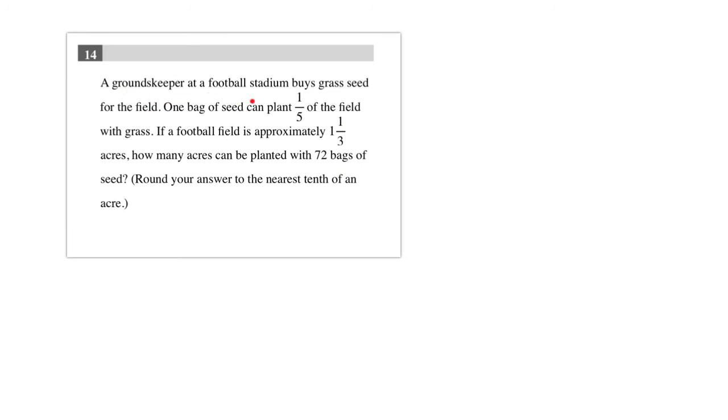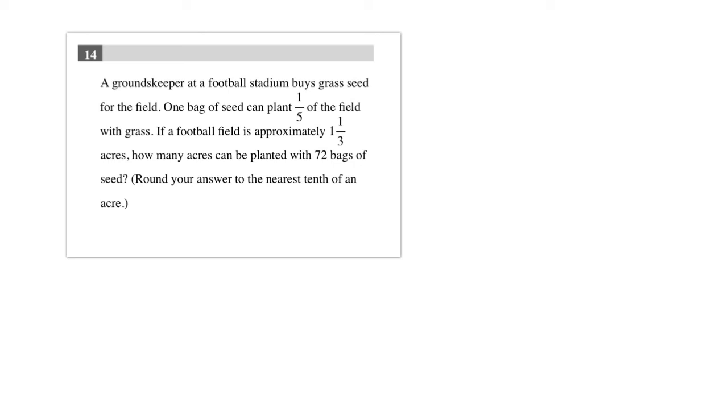A groundskeeper at a football stadium buys grass seed for the field. One bag of seed can plant 1/5 of the field with grass. If a football field is approximately 1 1/3 acres, how many acres can be planted with 72 bags of seed?